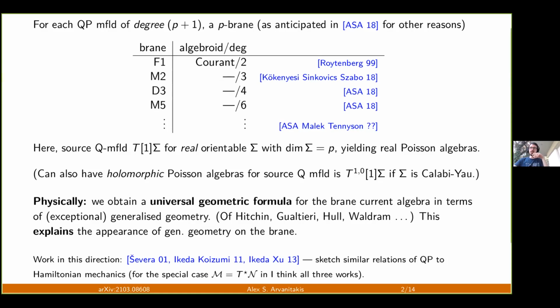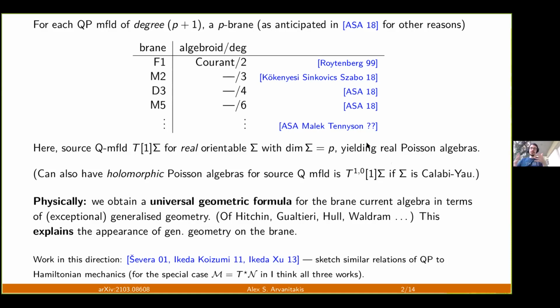Okay, so for all of these stringy examples, you have a source Q manifold, a graded supermanifold, which is just a shifted tangent bundle for some compact real orientable sigma. And you get a real Poisson algebra. But like in the AKZ formalism, you can trade that source Q manifold for anything that has a Q structure and an integral. So for example, you can have a Calabi-Yau and you can form an anti-holomorphic shifted tangent bundle. And you can get holomorphic analogs of everything I'm going to talk about shortly.